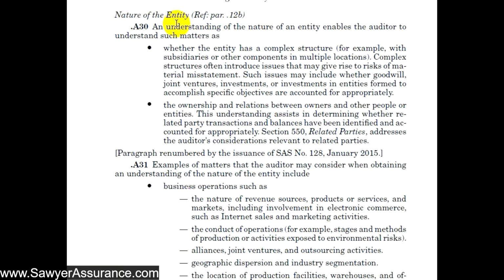So from a high level, understanding the nature of an entity includes determining whether it's a complex structure. For instance, whether it's maybe one entity or there are a lot of subsidiaries and such. And if it's a complex structure, we might see a lot of complicated stuff, as you would expect. For instance, goodwill, joint ventures, other investments with specific purposes. And again, the nature of the entity would also tell us the ownership and relations between the owners and other people, as we spoke about earlier, potential related party transactions, which is in AUC section 550. But gaining this understanding helps us to be able to possibly determine those related parties now.